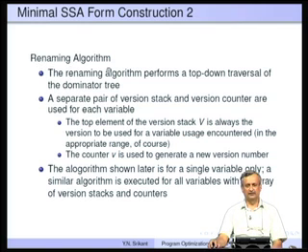How does the renaming algorithm work? So, first of all, the renaming algorithm performs a top down traversal of the dominator tree. It does not travel along the flow graph, but it traverses the dominator tree. So, whenever it goes to a particular node in the dominator tree, it processes that particular node in the flow graph. It uses a pair of version stack and version counter.